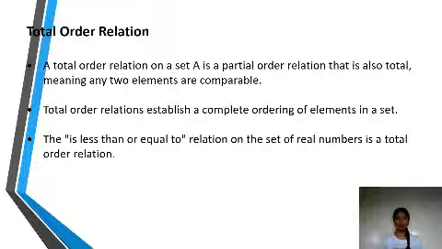Total order relation. A total order relation on a set A is a partial order relation that is also total, meaning any two elements are comparable. Total order relations establish a complete ordering of elements in a set. The "is less than or equal to" relation on the set of real numbers is a total order relation.